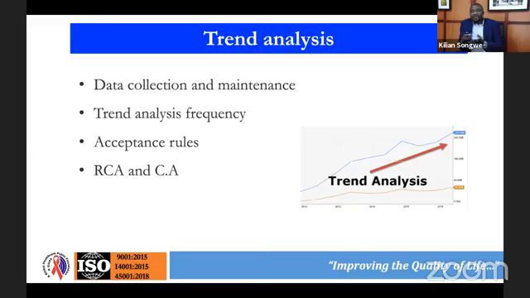So that is one of the areas. And then we look at trend analysis. Trend analysis is one way that the lab can use to identify any variations in its processes. So you have to ensure that the data is collected and maintained properly. You have to look at the trend analysis frequency. How often are we going to look at these trends? Because if you set shorter time frames, you might not get the actual trends that you're trying to look at.